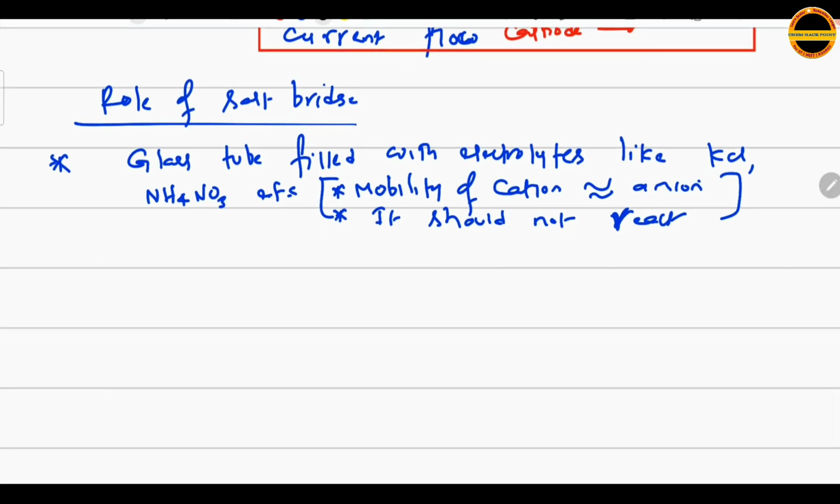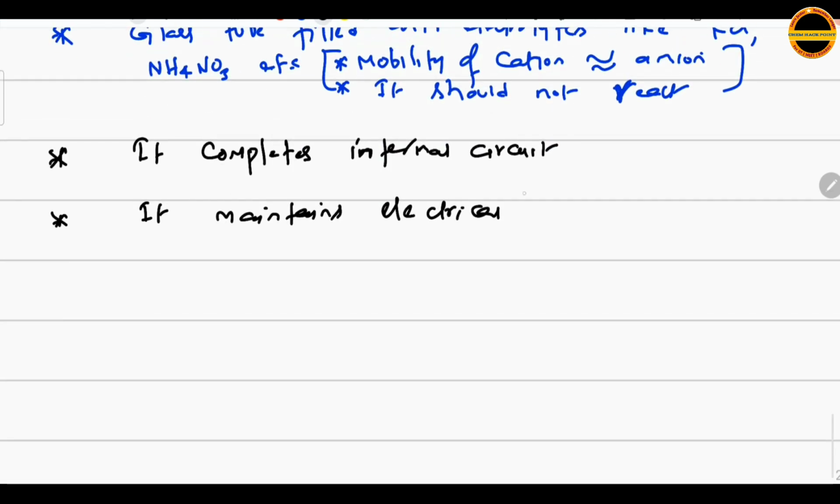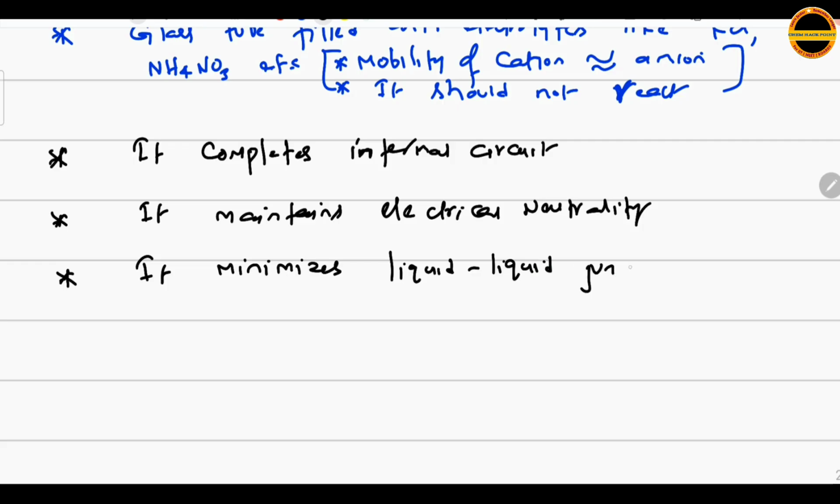So the role of salt bridge, if you see here, is that it completes the internal circuit. The external circuit is completed by external wire, so it completes the internal circuit; both these solutions are interconnected. Next, it maintains electrical neutrality. At the same time, along with electrical neutrality, it minimizes liquid-liquid junction potential.